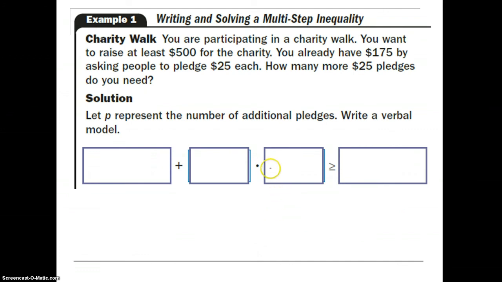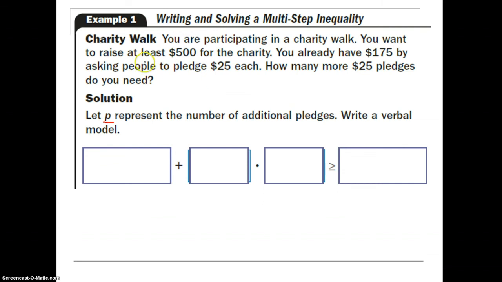Example 1. You're participating in a charity walk. You want to raise at least $500 for the charity. You already have $175 by asking people to pledge $25 each. How many more $25 pledges do you need? We're going to let P represent the number of additional pledges.